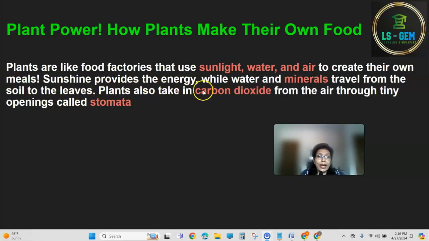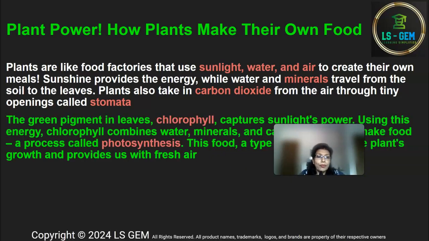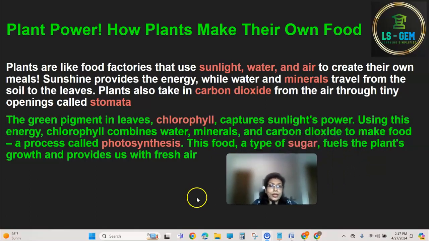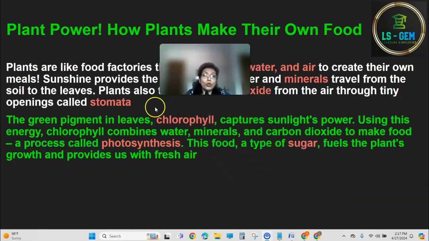Sunshine provides the energy, while water and minerals travel from the soil to the leaves. Plants also take in carbon dioxide from the air through tiny openings called stomata. The green pigment in leaves, chlorophyll, captures sunlight power. Using this energy, chlorophyll combines water, minerals and carbon dioxide to make food, a process called photosynthesis.